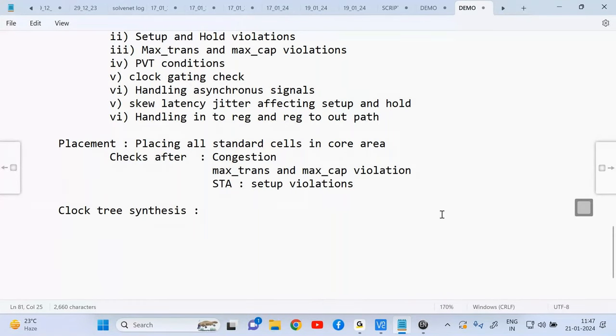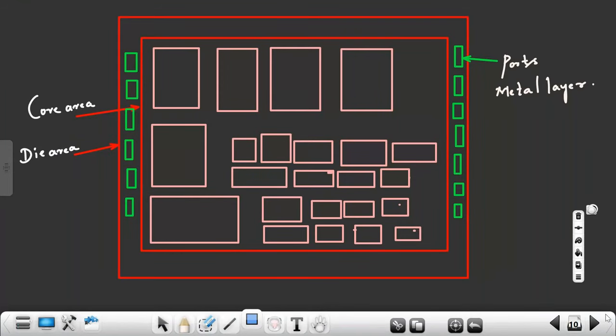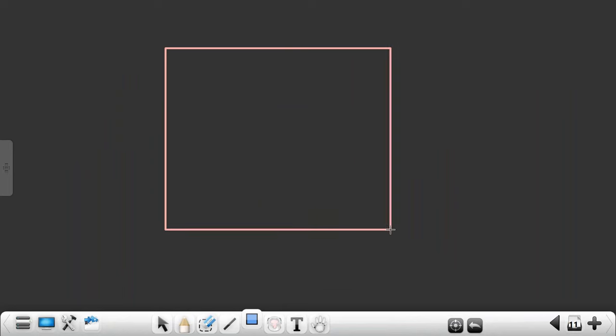So clock tree synthesis means we have to build a clock tree. Building a clock tree using inverters and buffers is called clock tree synthesis. Why do we have to build it? By using a clock tree, only latency will increase. So what's the main reason for building it?